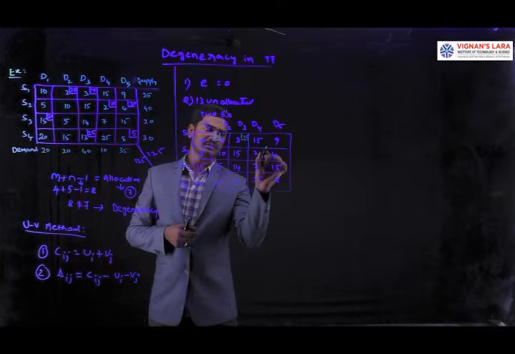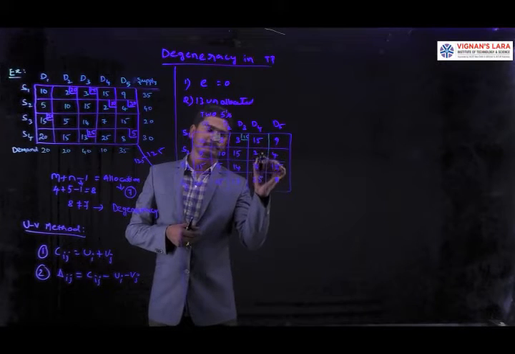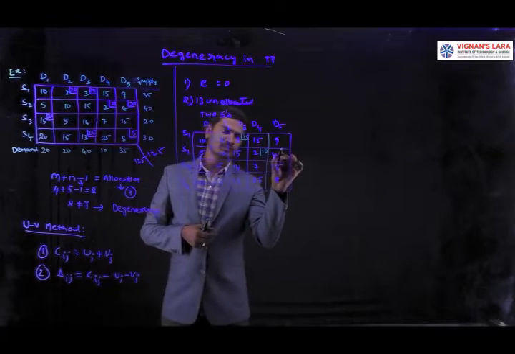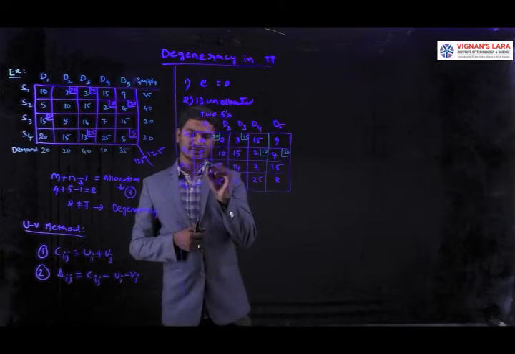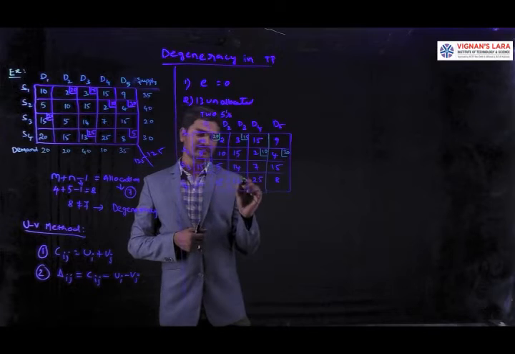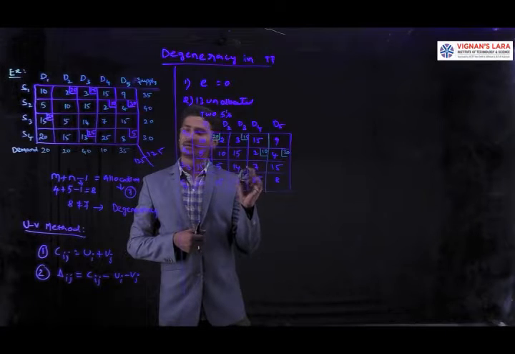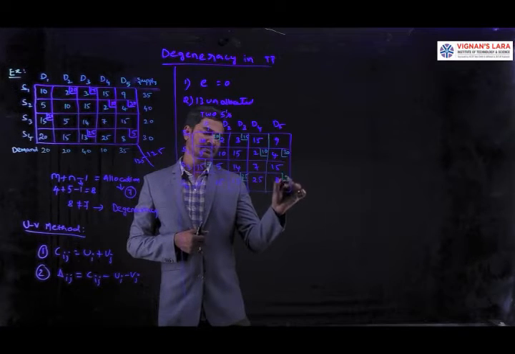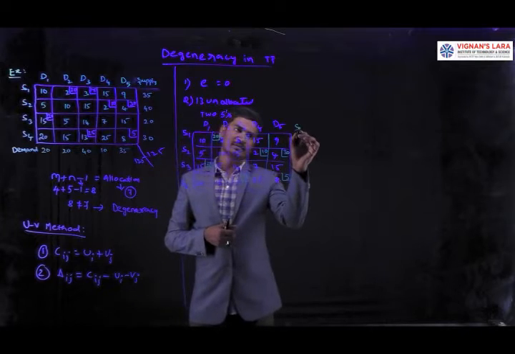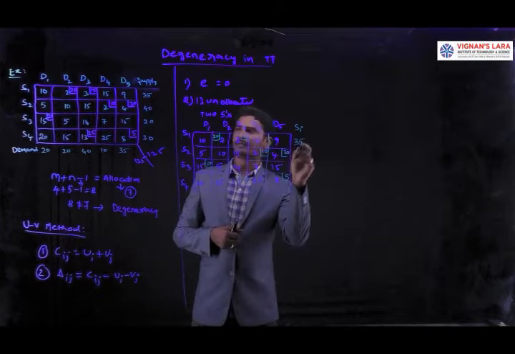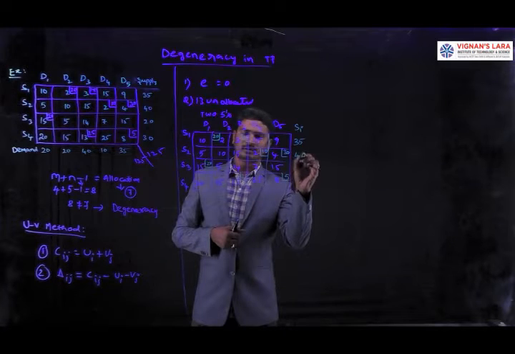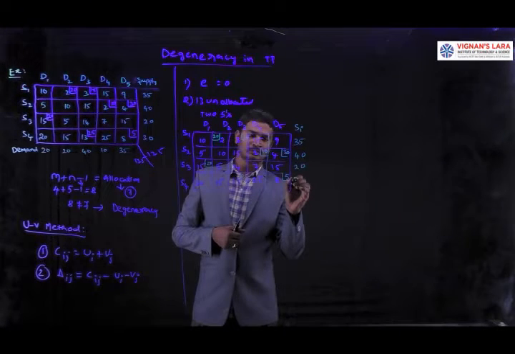Then the third allocation here, next the fourth, next the fifth allocation, the sixth allocation, and the seventh allocation is here. Then for the total supply values I would like to take Si. The supply values are 35, 40, 20, 30.